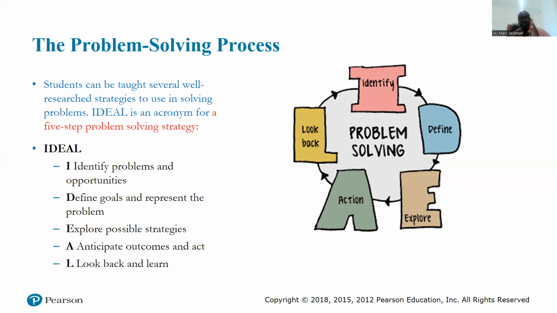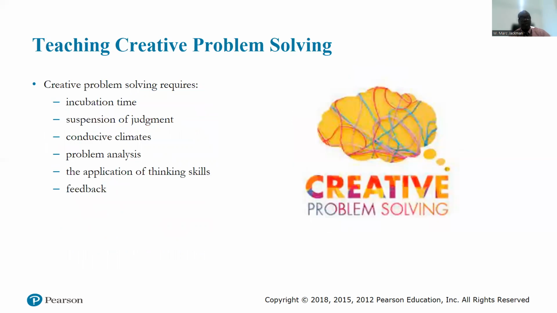Various strategies are brought up and explored, and the anticipated outcomes are identified, and then action is taken. And then the learner will be looking back and learning and seeing, okay, what do we need to change? If the problem is not solved, how do we need to solve it? Teaching creative problem solving is a little different, because creative problem solving takes a little more time.